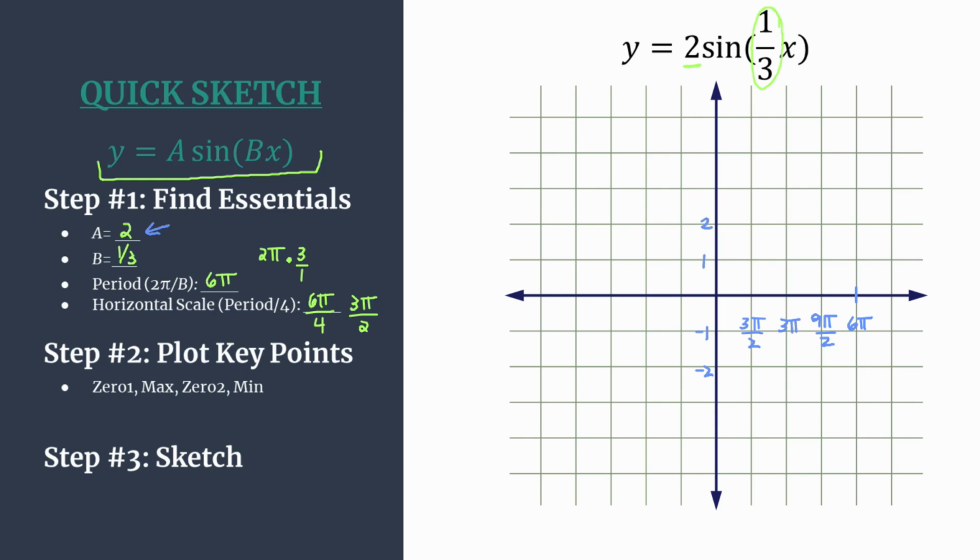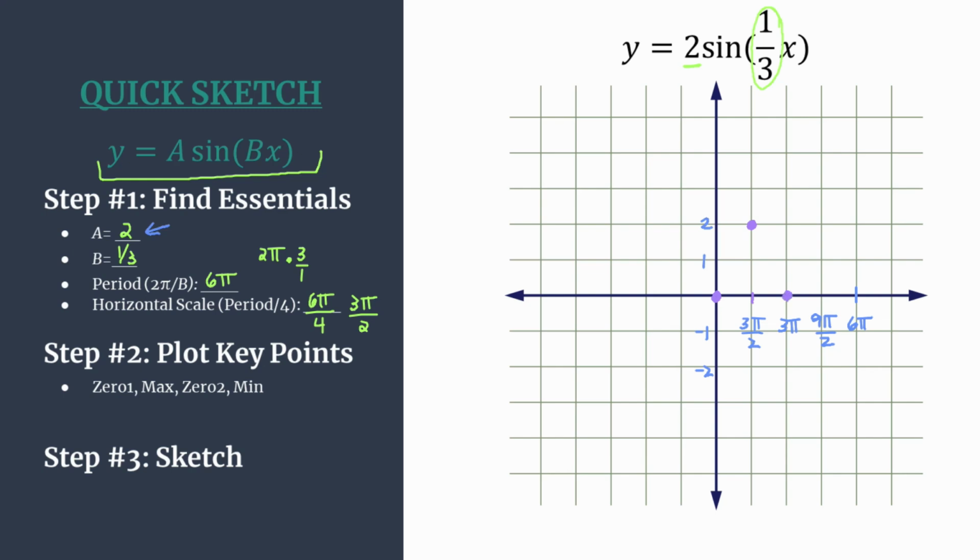We're going to plot our key points, and this is for a sine pattern. So it goes from the origin, starting with a 0, then a maximum, then a second 0, then a minimum. So we'll plot our first point here, 0, 0 at the origin. Our maximum happens at 3 pi over 2. And like we said before, that value a will set our y coordinate. So for a maximum, it's all the way up at 2.